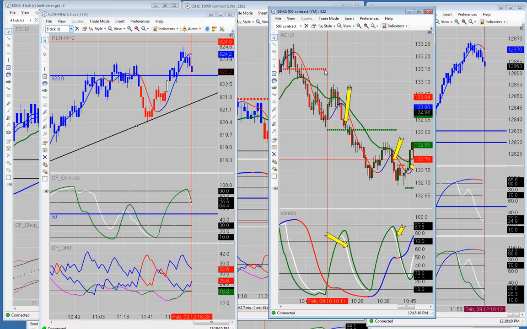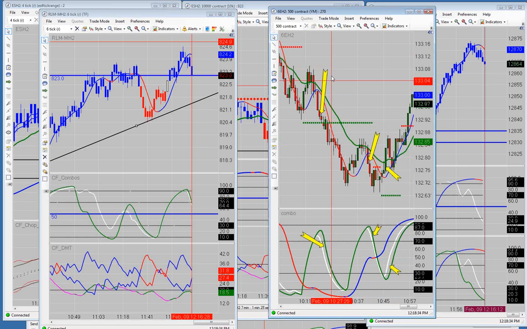With the 6E, what we were looking for here was the white line to be to the left of the green line. Again, same thing. This is a 500 contract chart. This was a 6-tick range chart. If anybody has any question about the difference between a range chart and a contract chart, just let me know, and I will be happy to explain the difference.